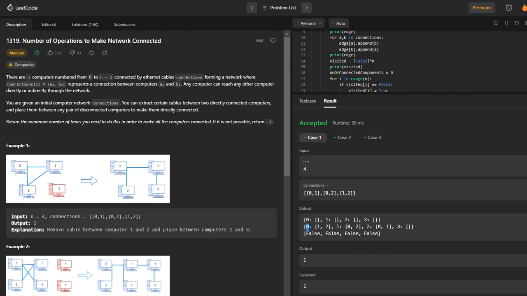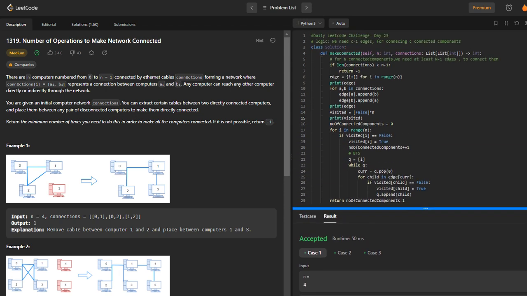And here for each node, I will be keeping in a list the connected nodes. 0 is connected to node 1 and node 2. Similarly, node 1 is connected to node 0 and node 2. Similarly, node 2 is connected to node 0 and node 1, right? And this is a visited array. Visited array is true or false. For each node, we will have a false or true value. If it is false, it means it is not visited in our BFS traversal. We are using this to track which nodes are unvisited.